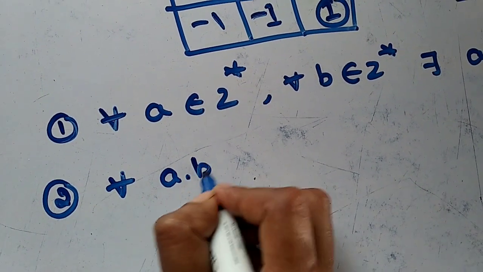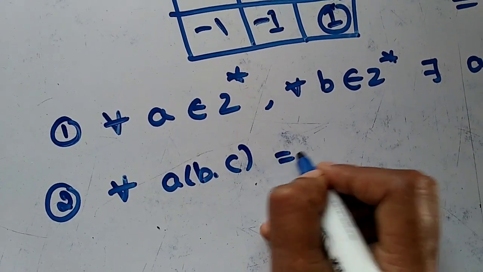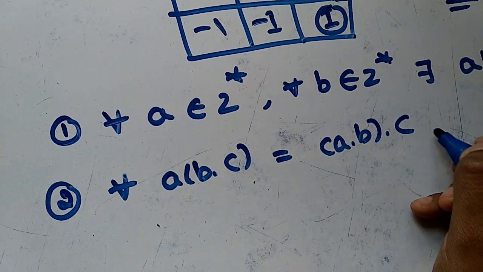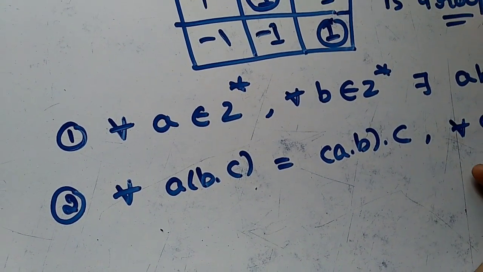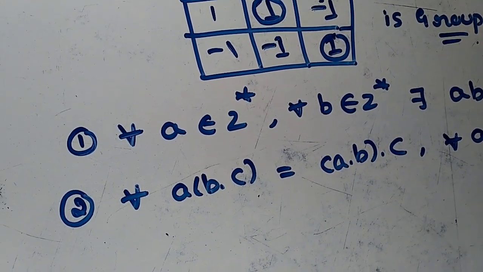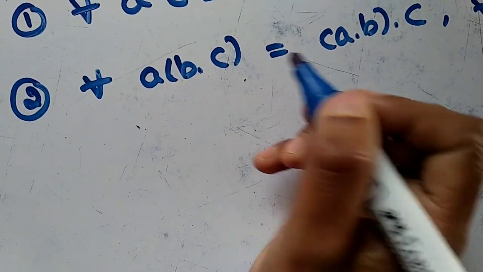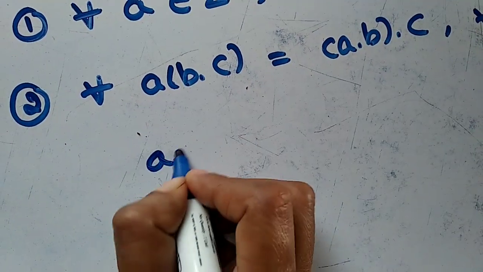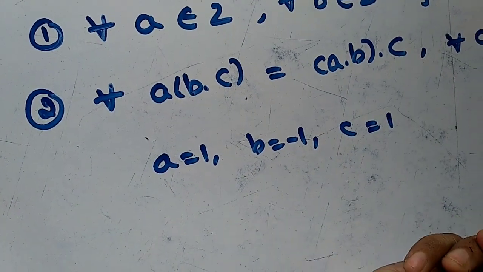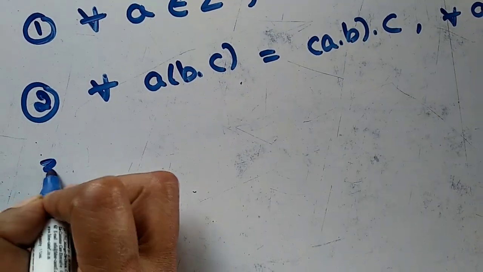And in the second condition, what? A dot B dot C, which is equal to A dot B dot C, for all A, B, C belongs to Z star. Here we don't have three elements. Take A is equal to 1, B is equal to minus 1, again take C is equal to 1. No problem, and check it. So for this also it is satisfied.